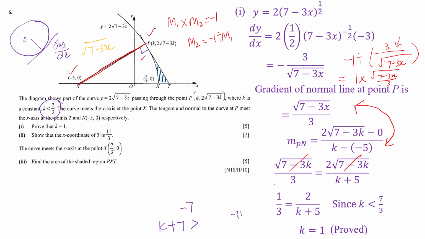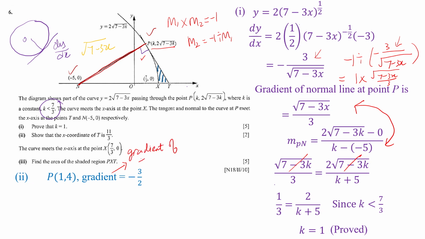Okay, so here we have found that k is equal to 1. Then for part 2, having found k equals to 1, obviously we're going to substitute into point P. We have the x coordinate to be 1, the y coordinate to be 4. And of course, we can also substitute in to find the gradient of our tangent line. So this is the gradient of our tangent line PT.